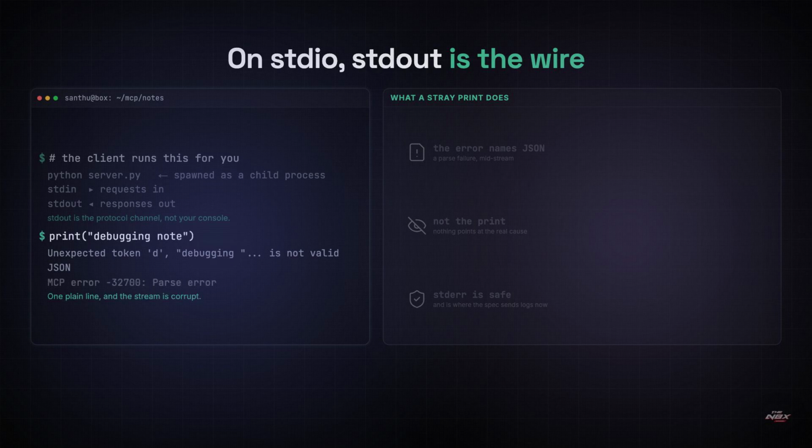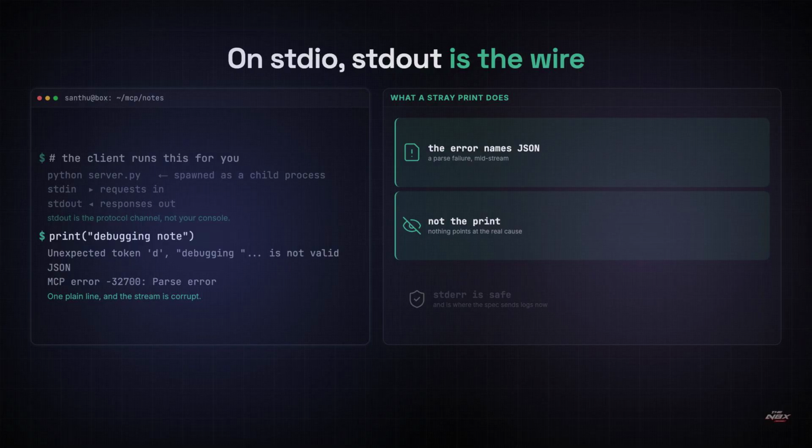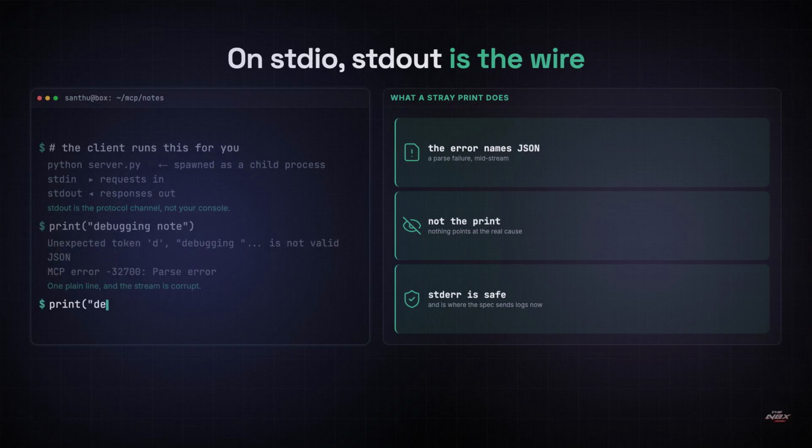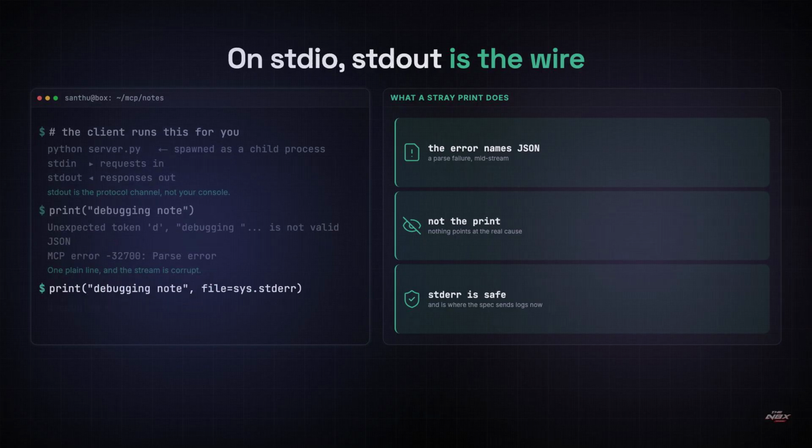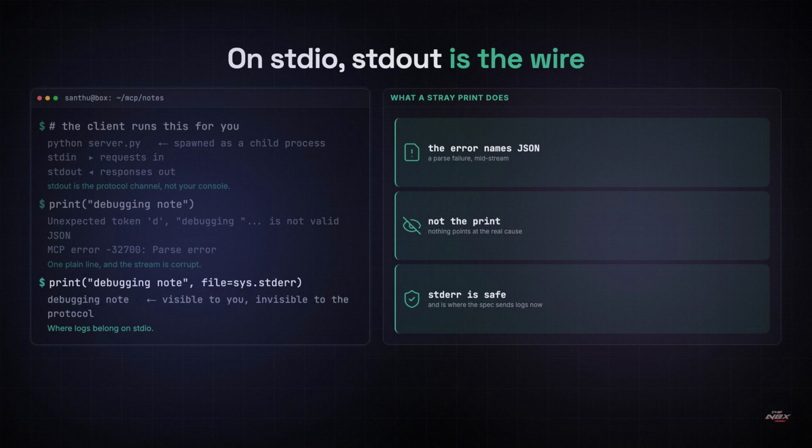So standard out isn't where your program prints, it is the wire, which means a stray print left in from debugging writes a line of plain text into the middle of a JSON RPC stream, and the client fails to parse it. The error you get points at JSON, not at the print statement that caused it, which is why this one costs people an afternoon. Print to standard error instead, the client leaves that alone, and you'll see it in your terminal. And now the logging deprecation from the last chapter makes sense. Standard error is exactly where the spec is telling you to send logs.